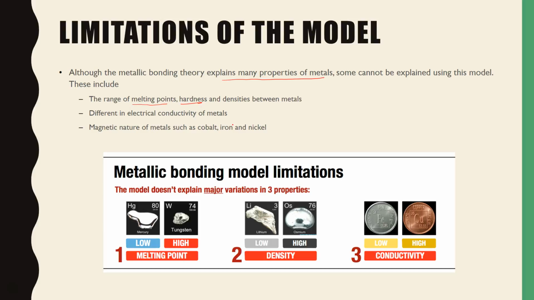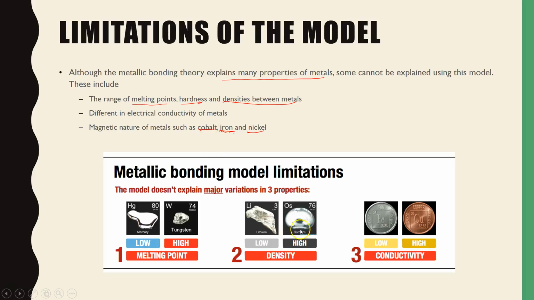Hardness, so the ability to scratch other objects. Their densities: why are some metals more dense than others, when they have the same number of valence electrons? Why do different metals have different conductivity? Again, same number of valence electrons, or their bonding is the same in terms of the ratio of cations to delocalized electrons. And the magnetic nature: cobalt, iron, and nickel are magnetic. What's special about their electron configuration or their model of the metallic bonding that makes them magnetic?